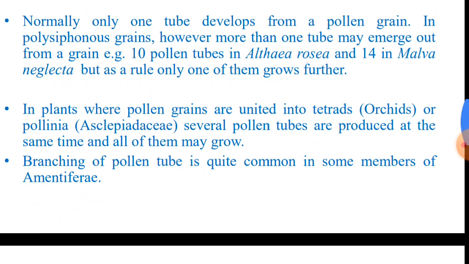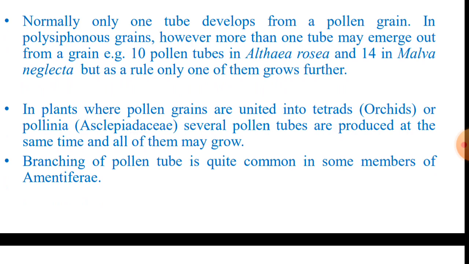Normally only one tube develops from a pollen grain, that is, most of the pollen grains are monosiphonous, but polysiphonous pollen grains have been reported. For example, there are 10 pollen tubes in Althaea rosea and 14 in Malva neglecta, but as a rule only one of them grows further. There may be formation of more than one pollen tube in a pollen grain, but ultimately only one grows and is involved in the process of fertilization.